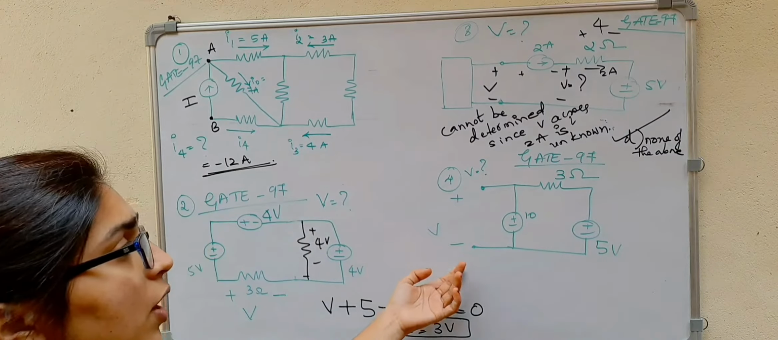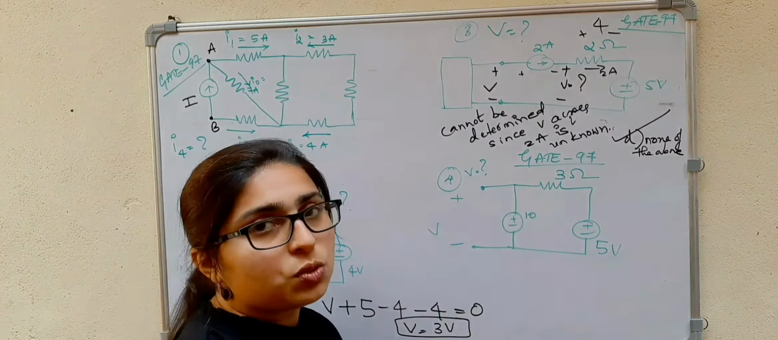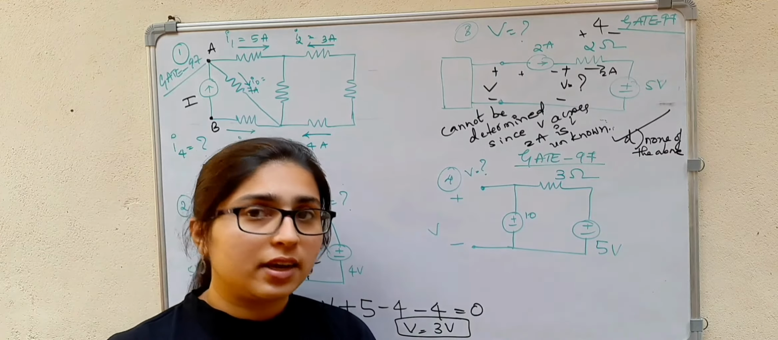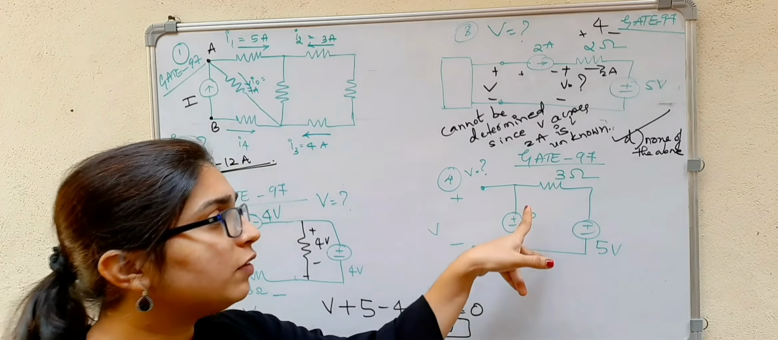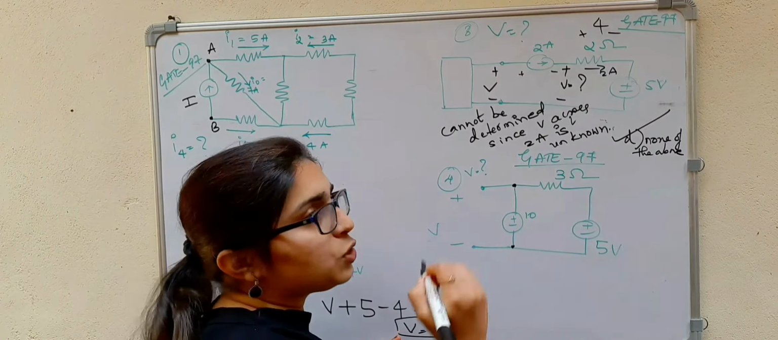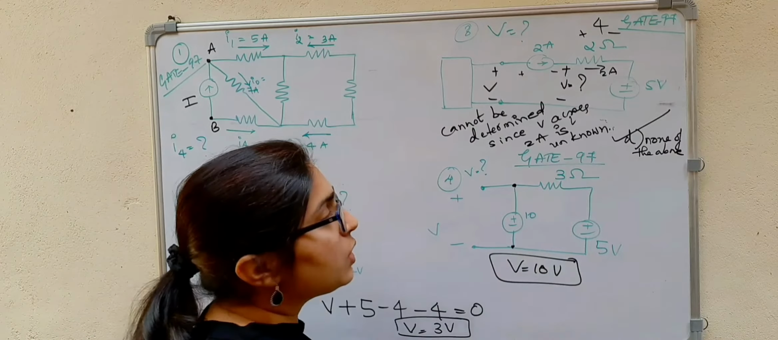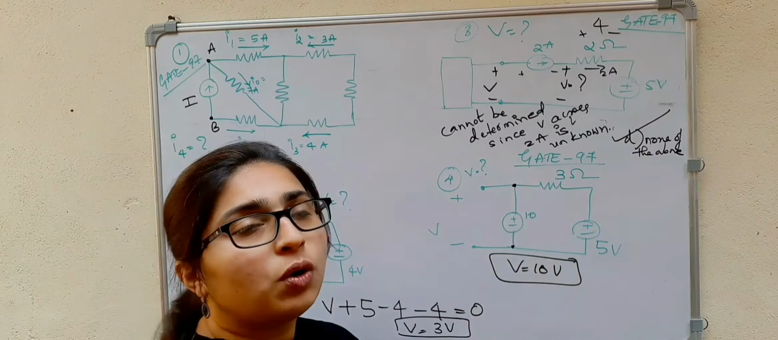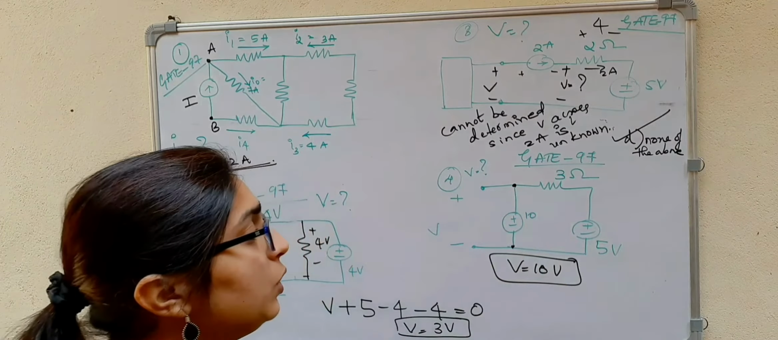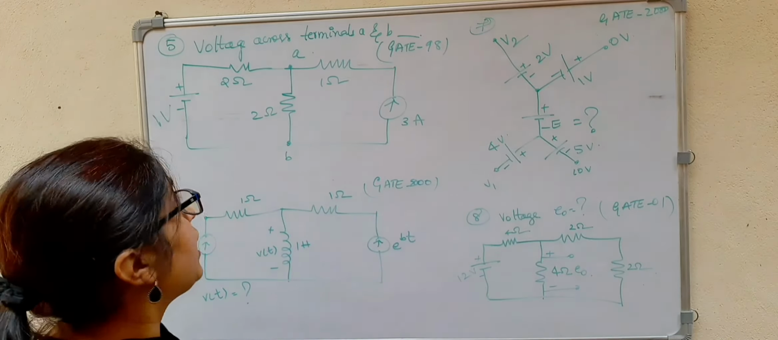Here we have to find the voltage V once again. See here, there is a voltage source. You know that a voltage source delivers a constant voltage, irrespective of the current. So whatever the voltage is across these 2 terminals, V should be equal to 10 volts. There is no effect of the 3 ohm and 5 volts. So directly we can write V is equal to 10 volts. This question was asked in GATE 98.